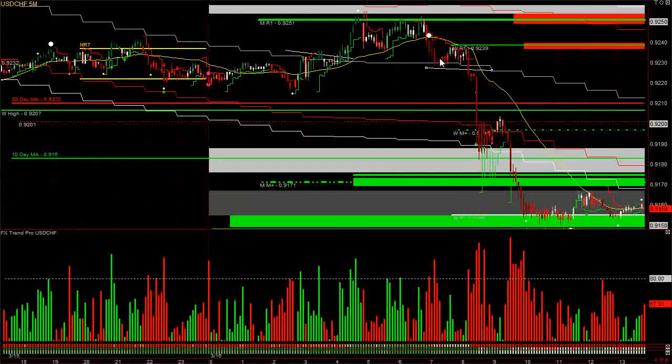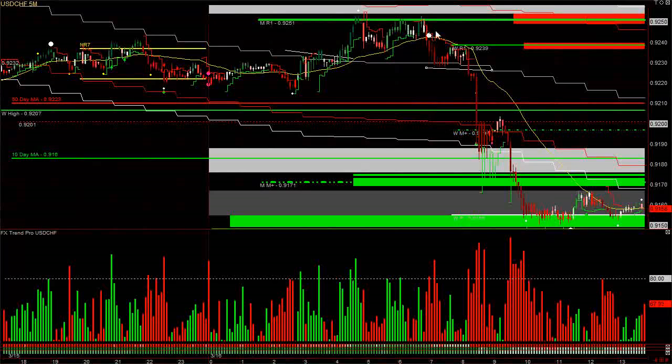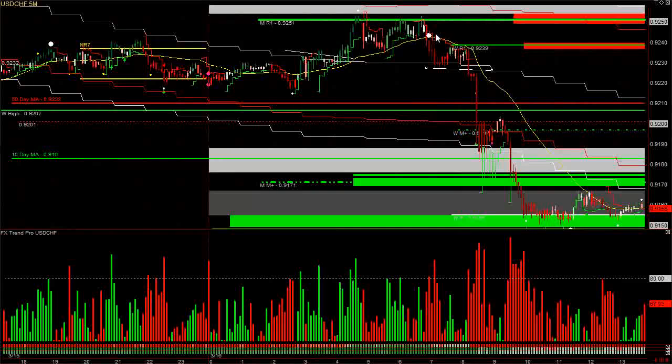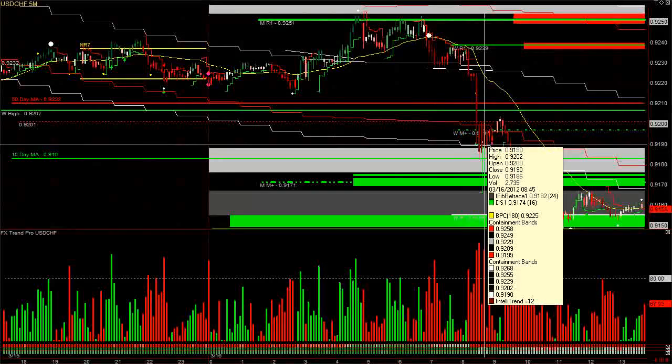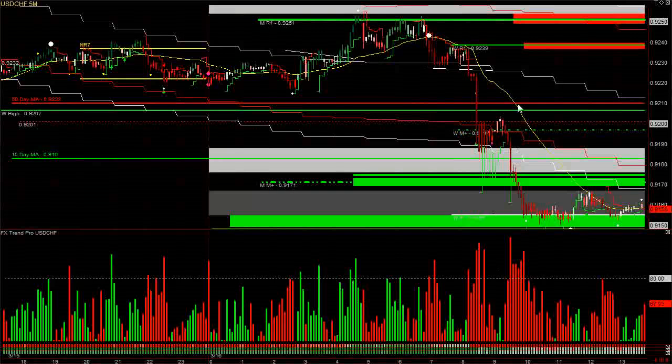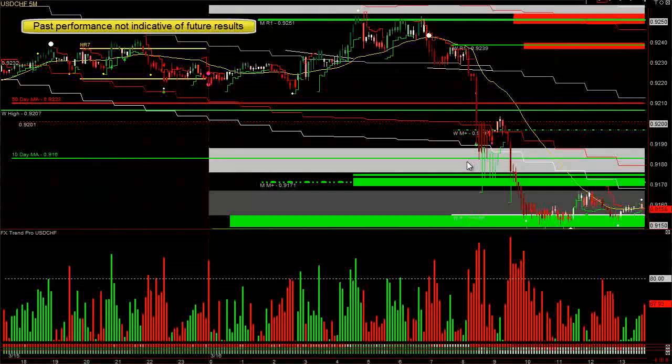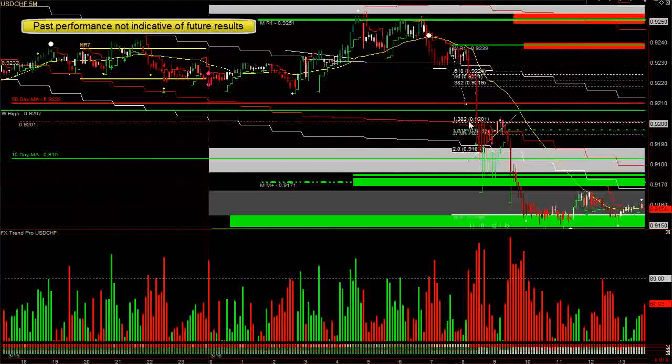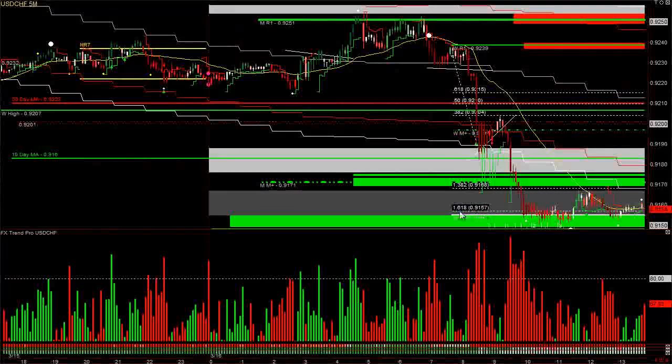And if you wanted to buy this pullback right here, you certainly could, but notice our trailing stop is above price. So our automated trailing stops have this in a short position, and you're short, and it just goes right to the lower containment bands, which typically is what happens. Notice on this little pullback right here, there's almost no strength. Very high probability short.